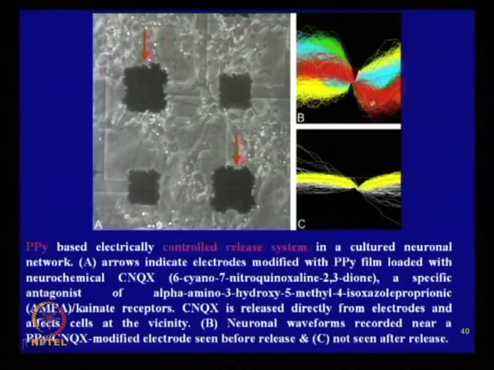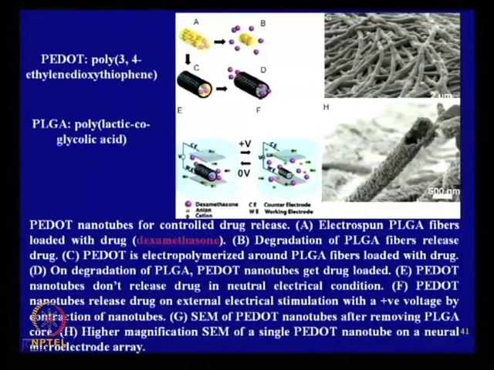So, this figure shows a specific antagonist. The CNQX is released directly from the electrode here, these drugs are released and affect cells in the vicinity. Now, these are the neuronal waveforms recorded near a polypyrrole CNQX modified electrode, seen before release, after release, before release, after release. Okay. Here the waveforms have been recorded through this image. This is very interesting.